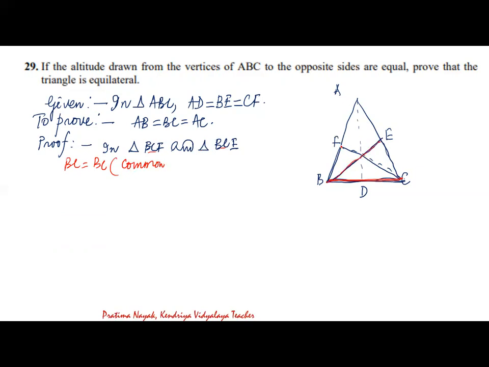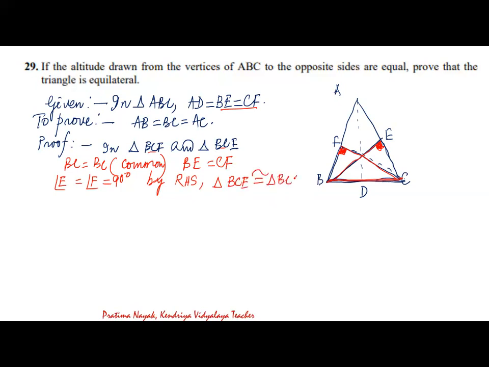And what else is given? BE is equal to CF. It is given. And these are the altitudes. Altitude means it gives your 90 degrees. So angle E is equal to angle F. Both are 90 degrees. So which congruency am I applying? By RHS, right angle, hypotenuse and side. By RHS, triangle BCE is congruent to triangle BCF.